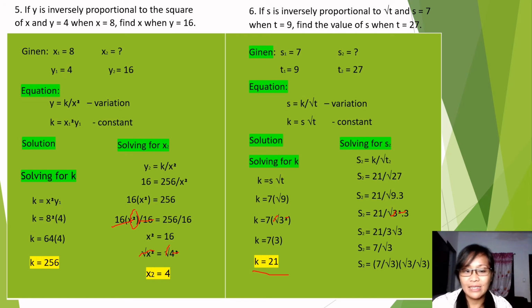So 7 times square root of 3 is equal to 7 square root of 3, and square root of 3 times square root of 3 is equal to 9, and the square root of 9 is 3. Therefore, our final answer is 7 square root of 3 all over 3.